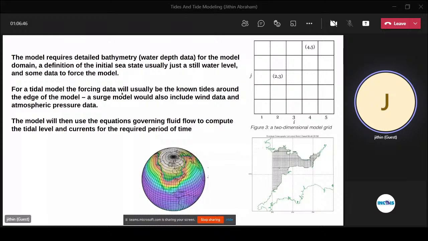For a tidal model, the forcing data is usually given at the edge of the model, in the boundaries. This is an example of a horizontal model domain. Here these areas are land and closed, and this area in the west is open. So you usually give the tidal forcing at the boundaries as boundary conditions.